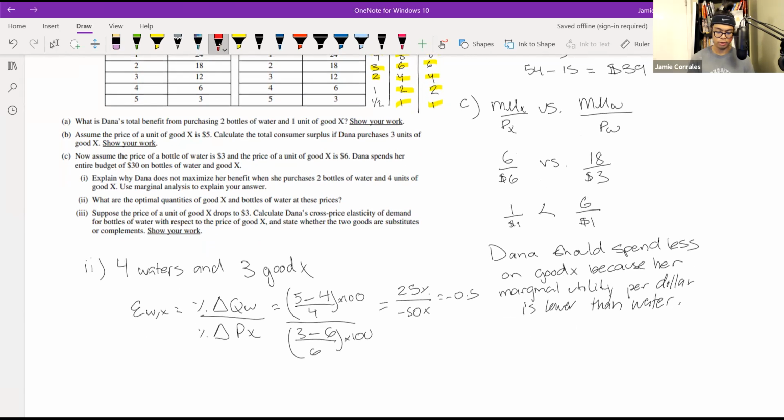And because the value is negative, we're going to say that the good is a complement. It's a complement. All right, so that's question 2. Obviously, part 3, CIII, depends on whether you got II correct. So make sure you really focus on getting the first parts right.